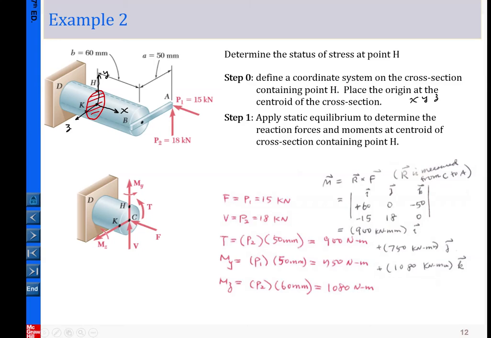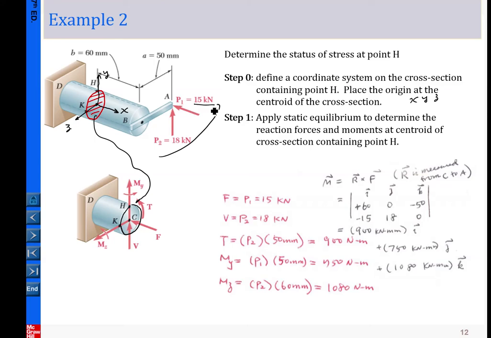Then the next step is, based upon the given loading, we want to know what the reactions are on the cross section. That section is this one here. For this, you need to apply what you learned from statics about the translation of the force. In terms of the force components, that can be easily translated.